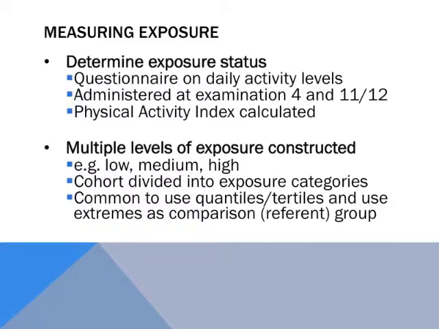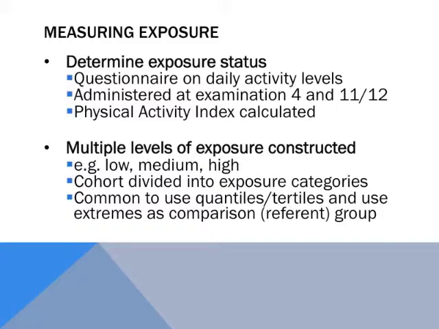In our example, the exposure data came from a questionnaire on daily activity levels, which was administered during examination 4 in 1954-55 and examination 11 or 12 in 1971-72 or 72-73. This information was then used to calculate a physical activity index for each subject, which was a composite score calculated by summing the products of the reported hours spent at each level of activity, that is, asleep, light, moderate or heavy activity, and a weighting factor based on the oxygen consumption required for that specific activity.